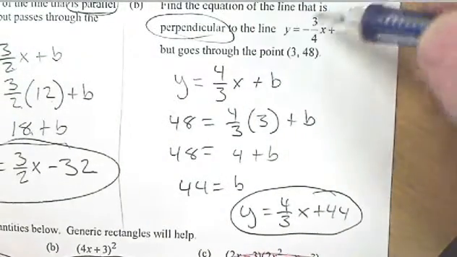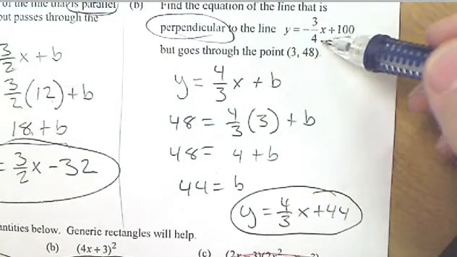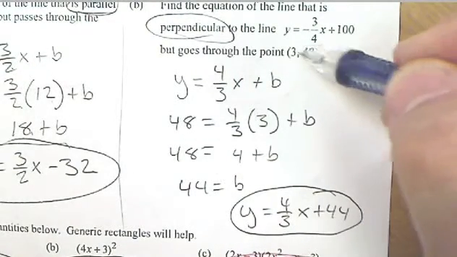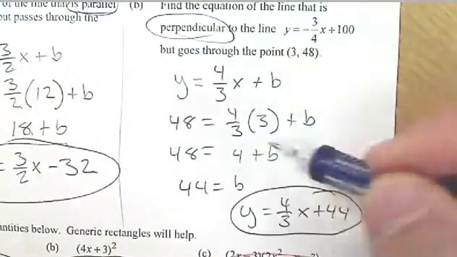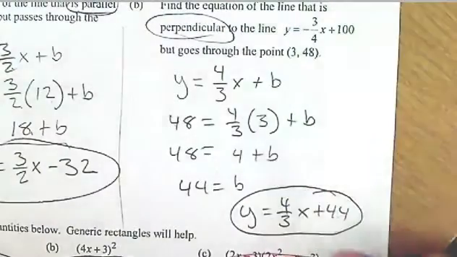Perpendicular means the slopes are the opposite reciprocal. And then plug in the point. 3/4 times 4/3, the 3's cancel. Leaves the 4. Subtract 4 from each side. That's how I got the 44.